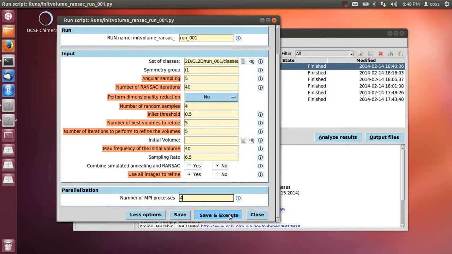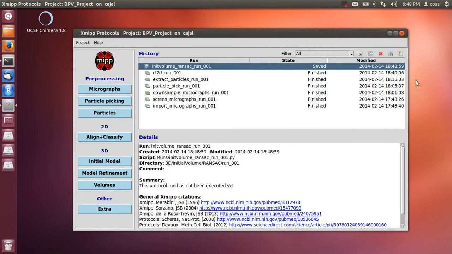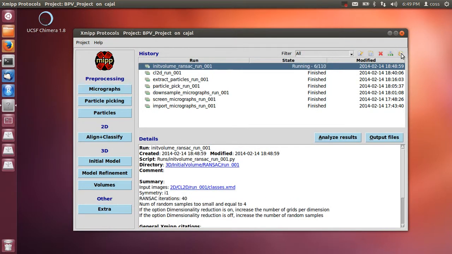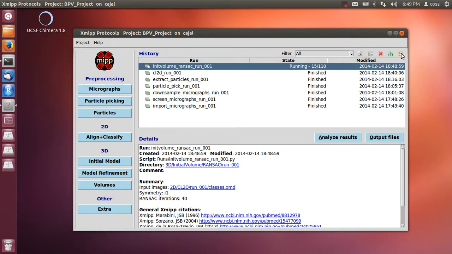Then we launch this. Okay, so now it is making all these random subsets, constructing for each random subset a volume and comparing it with the rest of the classes in your classification, and then for the best 5 it will refine those volumes. This is a relatively fast algorithm, so just in a couple of minutes you would have your structure.